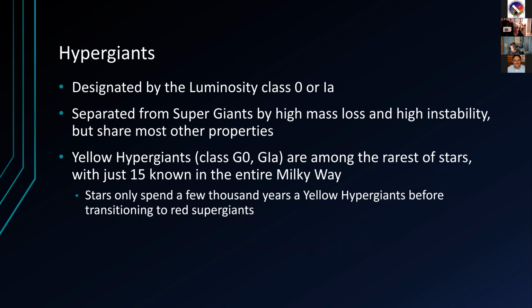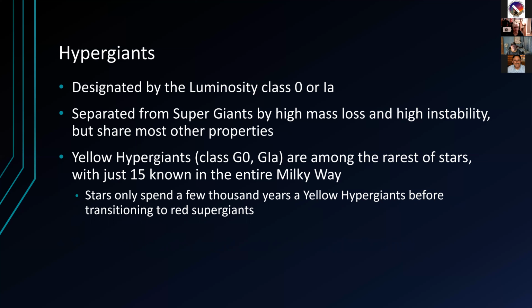And then at the tail end here, we have hypergiants, which are kind of the black swan of the star classification. They're not really well defined. There's a lot of arguing about whether or not hypergiant should even be a class at all, or a subtype of star at all.